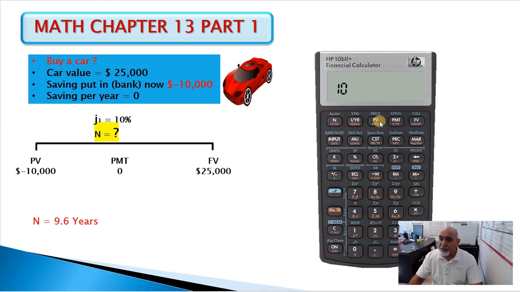This has been done. PV: we're depositing $10,000 today into our bank account. That means right here $10,000 is being deposited into the bank account. And in that time period, we're not taking any money out, and we're not depositing any money. That means 0 for the payment. At the end, we want to see $25,000 come from the bank account. Money coming from the bank account is a positive, so FV is positive, and we're looking for N. And this answer will be in years, not months. 9.6 years. Okay.